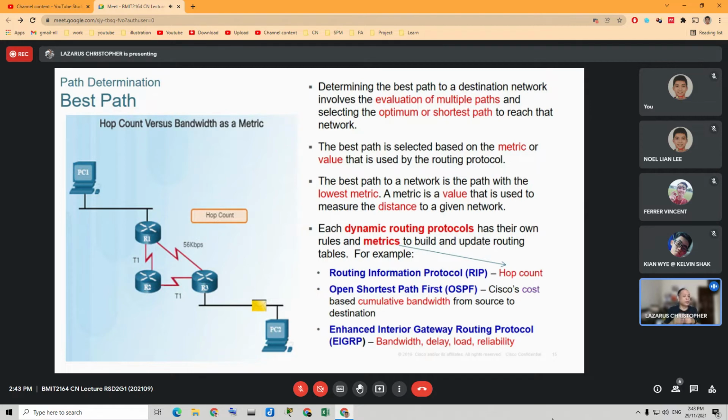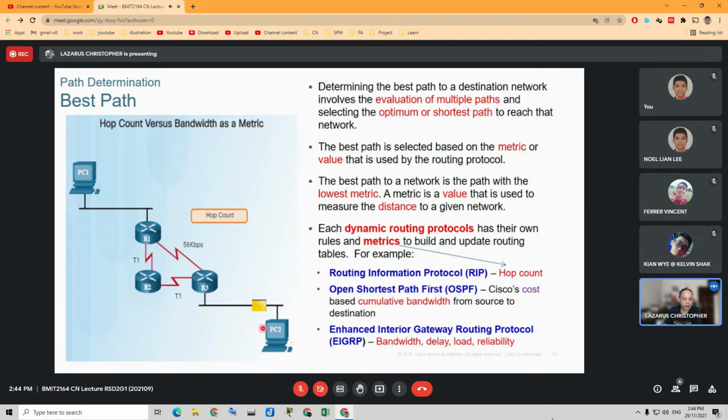So the best path you also have to define. Since there are maybe different needs, then how we define the best path, we set for that router to follow that. You can see here examples.